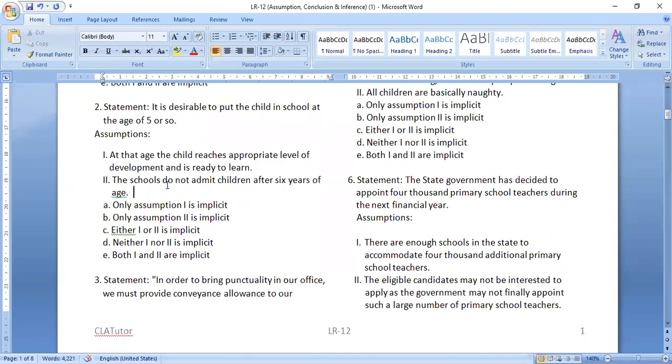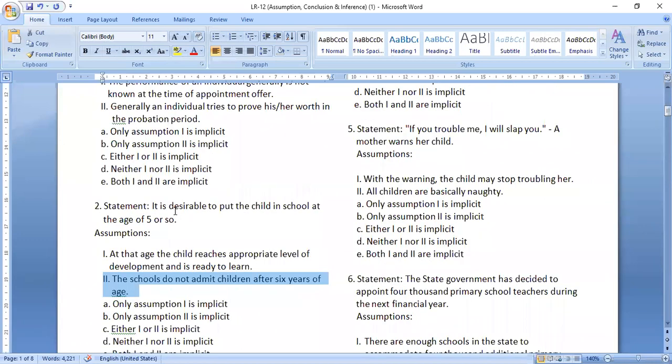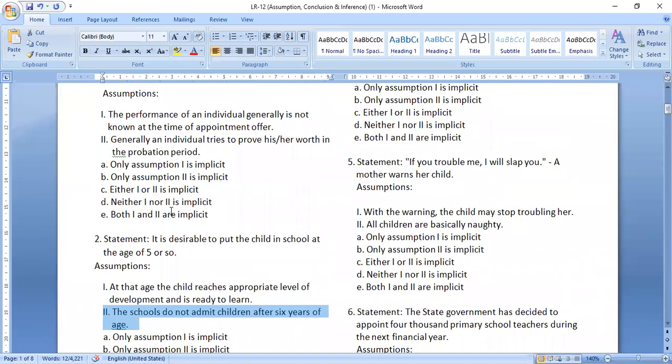Excuse me, sir, just confirming, what is the answer to the first question? The first question, the answer is they are both implicit. So option E, both of them are implicit. Now let's look at this.